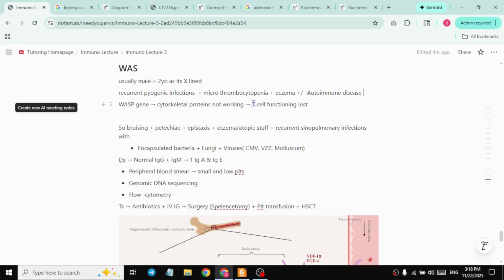So what will the complaint of the patient be? Bruising, bleeding out, right? But then they have the atopic presentation, plus the infection that they already have from other places.